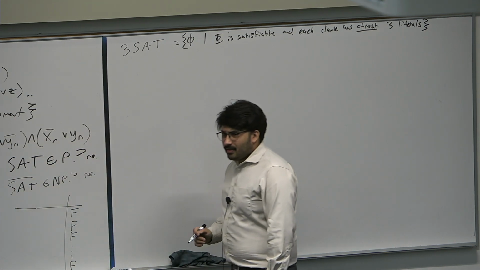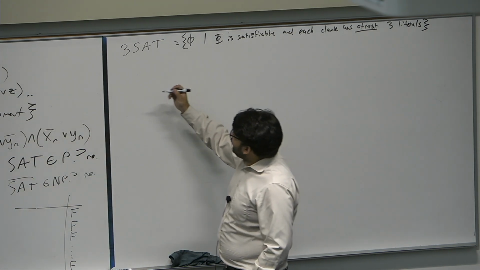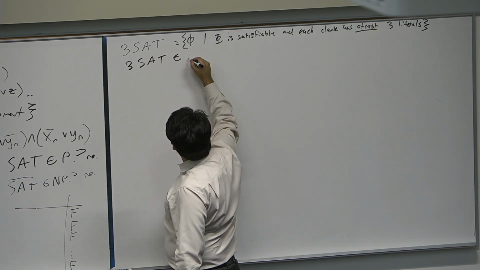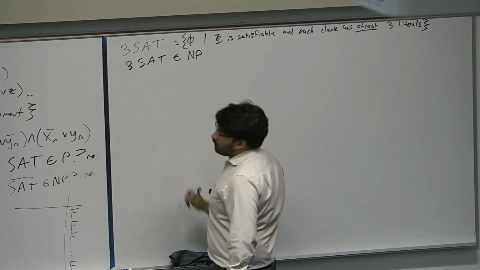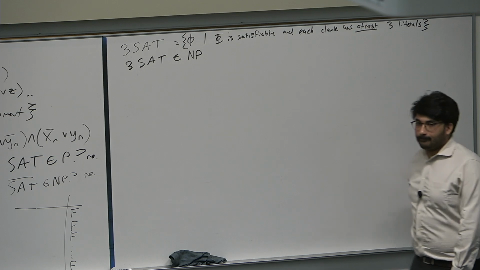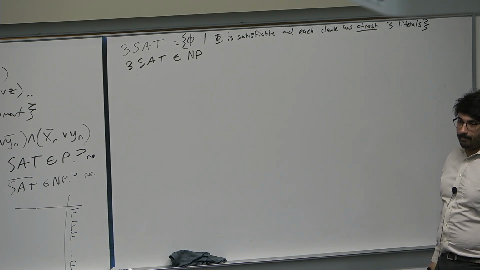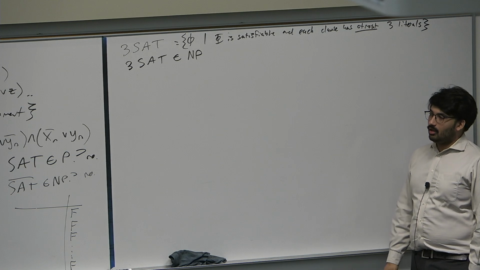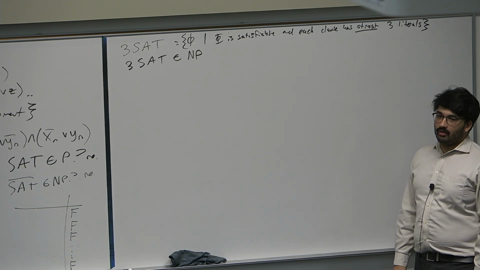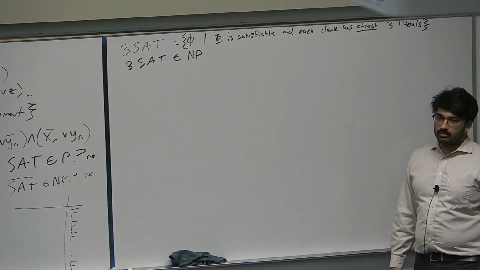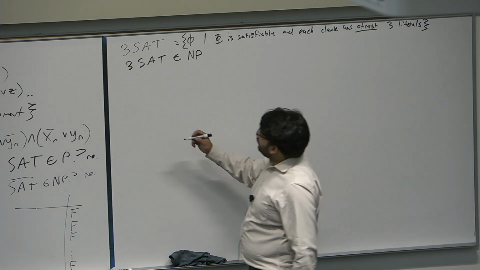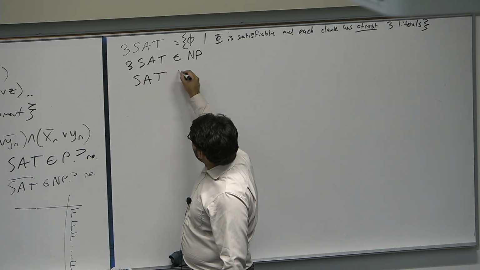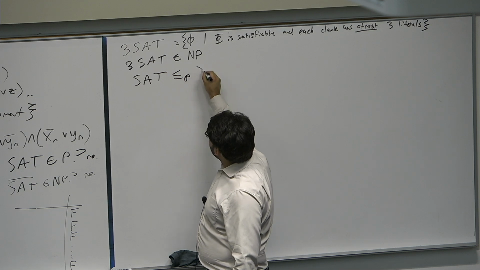I claim two things. First off, I claim that 3-SAT is in NP. Why? Yeah, same verifier. Don't make me write it down. Plug and chug, variables, okay, yeah, good, fine, okay. Now, next, I also claim that there is a polytime reduction from SAT to 3-SAT.